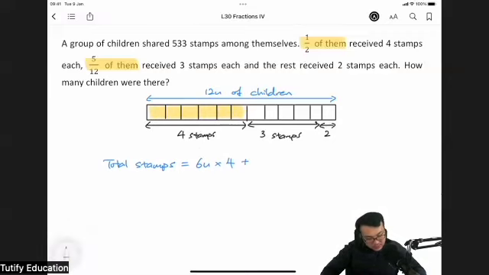Now next, can you tell me how many units receive 3 stems? 5. 5 units of the children receive 3 stems, and how many units receive 2 stems? 1 unit receives 2 stems, correct?